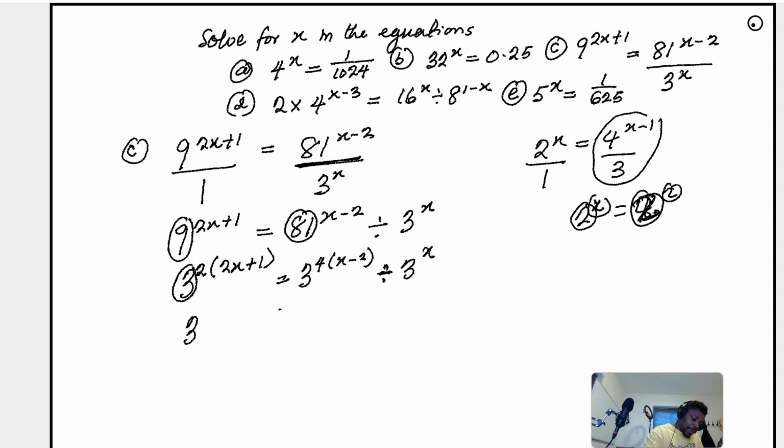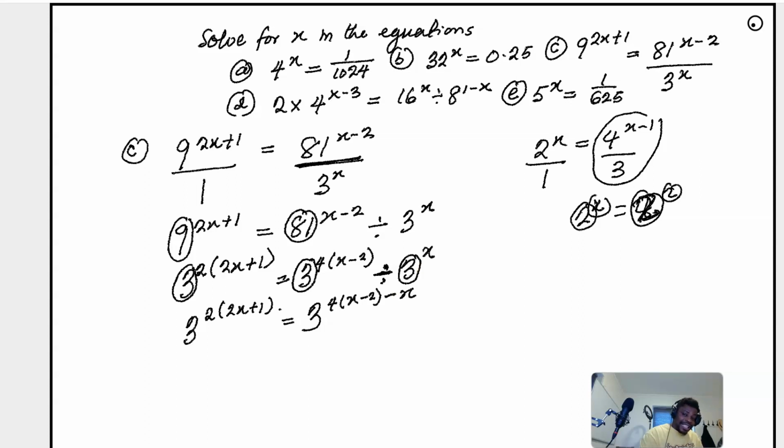So I have 3 raised to power 2 bracket 2x plus 1 is equal to, now, laws of indices. The base here and the base here are the same. And you are dividing. So that simply means you subtract the powers. So write one of the base. So this is 4x minus 2. Then division is minus what? X.